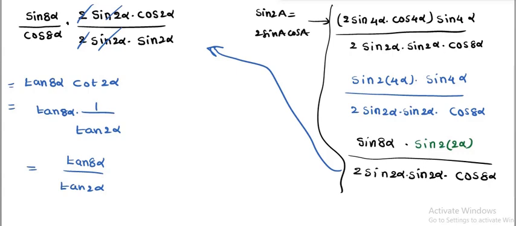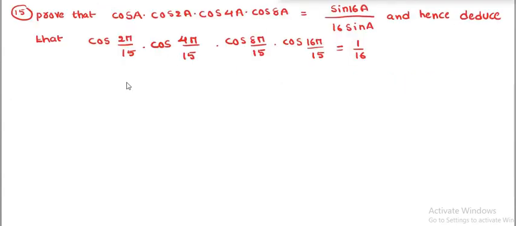So next question. Prove that cos A cos 2A cos 4A cos 8A is equal to sin 16A by 16 sin A, and hence deduce that cos 2 pi by 15, cos 4 pi by 15, cos 8 pi by 15, cos 16 pi by 15 is equal to 1 by 16.